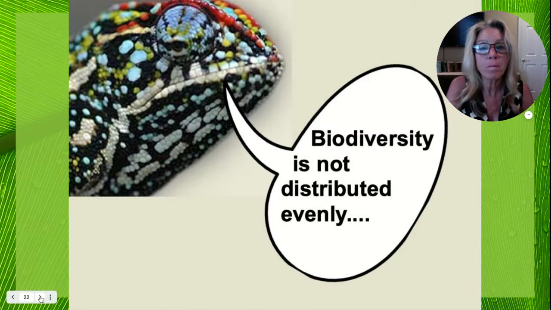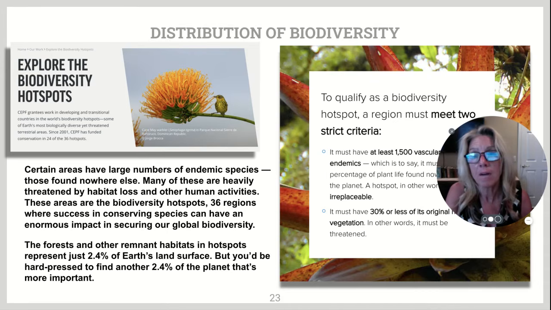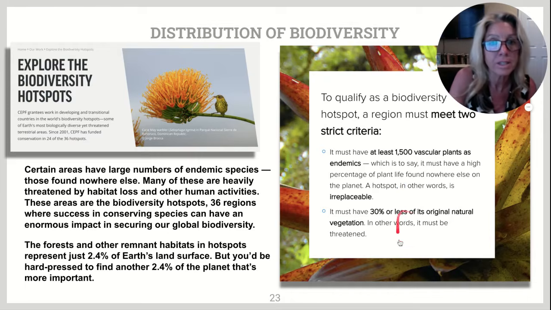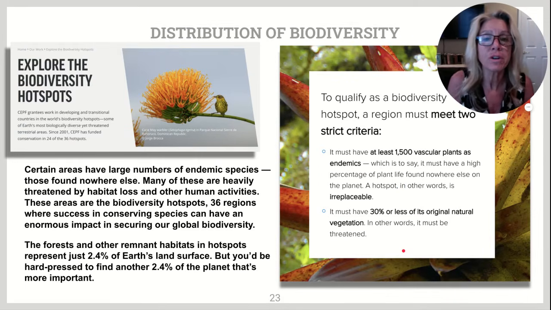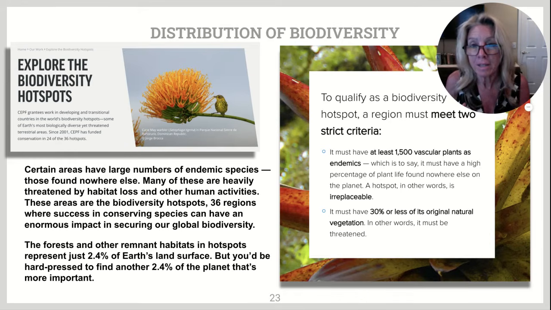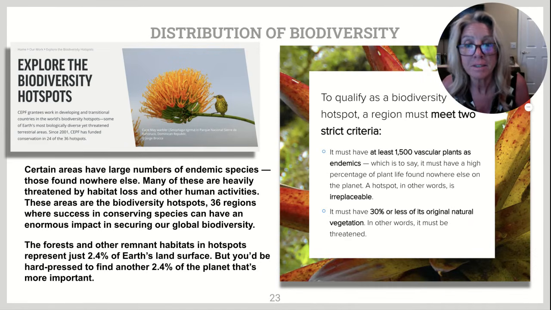Okay, and then we need to remember that biodiversity is not distributed evenly. There are some hotspots that we really need to work to protect. To qualify as a biodiversity hotspot, a region has to meet two strict criteria. It has to have at least 1,500 endemics, vascular plants that are found nowhere else, and they are irreplaceable. And they must have 30% or less of its original natural vegetation in place. So it must be threatened. And so many are heavily threatened by habitat loss, that's number one, and other human activities.